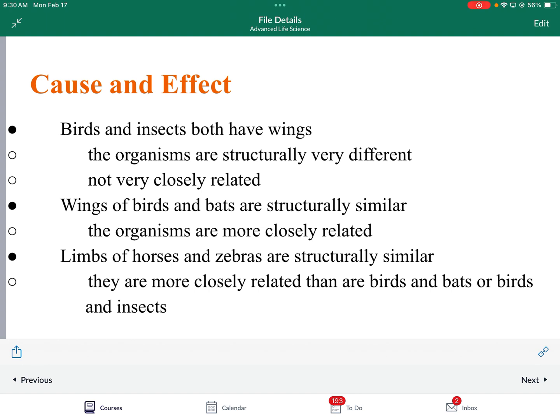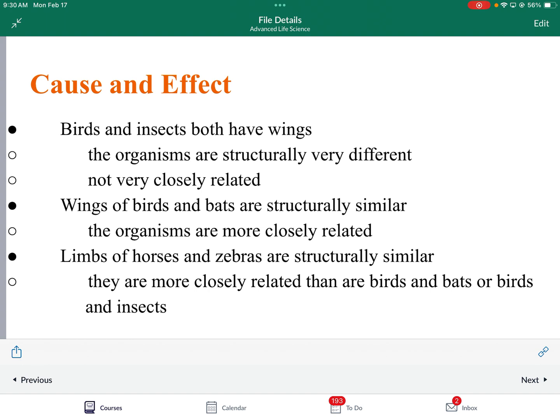Wings of birds and bats are structured similarly. So they have the same function and they have similar structures. So they are more closely related than, say, insects and birds. So bats and birds, it makes sense to be more closely related.